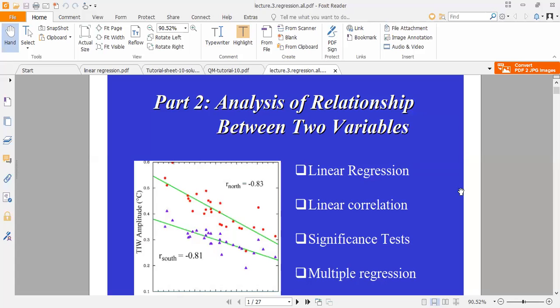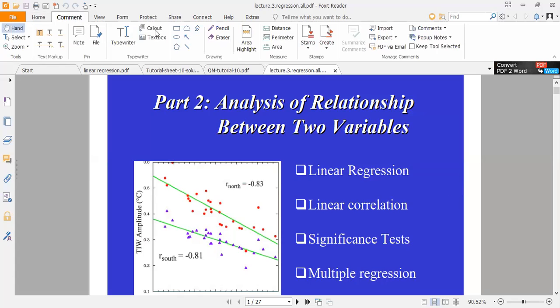Okay, welcome to our session in regression analysis, where we're going to discuss linear regression, linear correlation, and the significance tests under the T distribution using samples less than 30 and under regression. Then lastly, for the other session, we'll discuss multiple regression.